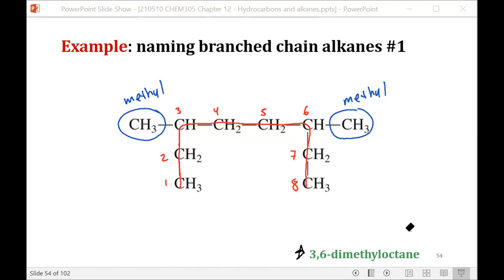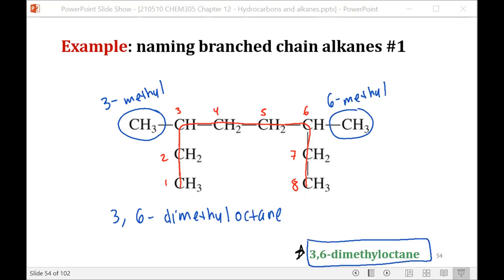So we've identified our substituent groups. We've identified our parent chain. We've numbered the parent chain. We're now ready to put the name together. So we have methyl groups located at carbons 3 and 6, and they're both methyl groups, so we can group these together to make dimethyl. So we get 3, 6 dimethyl. And then our parent chain had 8 carbons, so that's octane. And that's how we get this correct answer here.